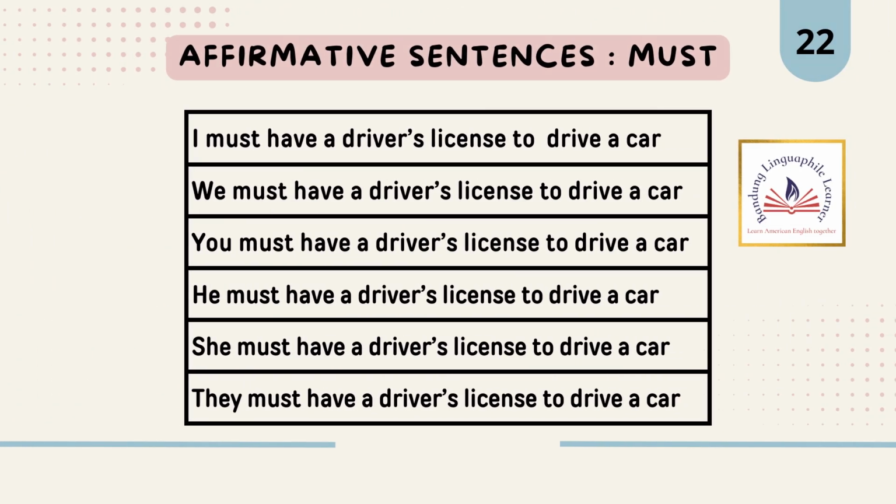Affirmative sentences using must. For example, I must have a driver's license to drive a car. We must have a driver's license to drive a car. You must have a driver's license to drive a car. He must have a driver's license to drive a car. She must have a driver's license to drive a car. They must have a driver's license to drive a car.